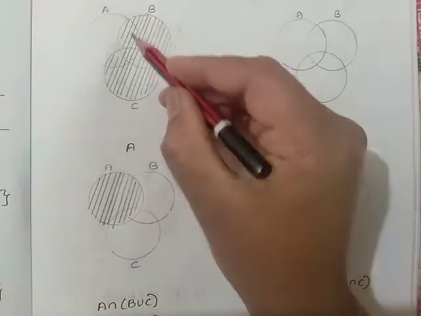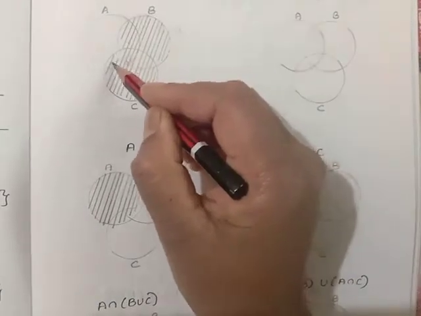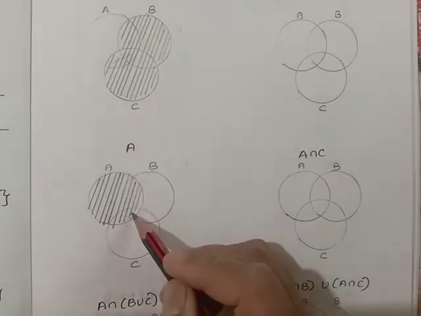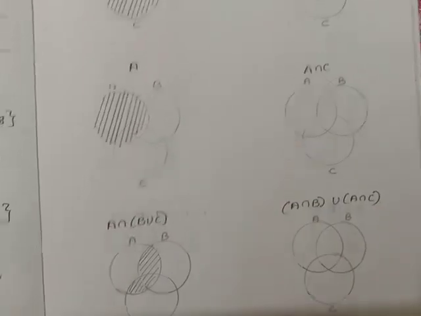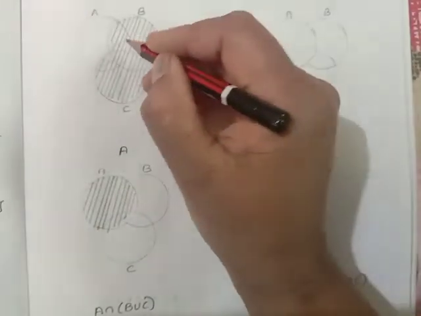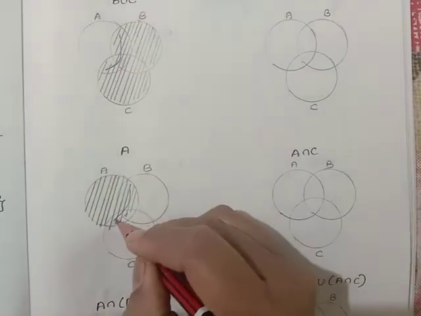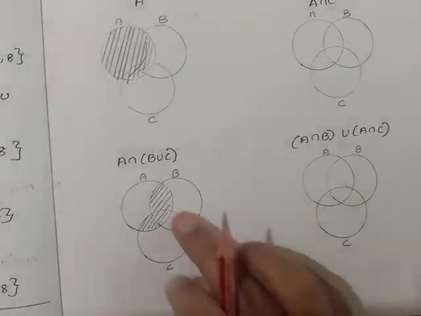See, just look here. This portion is covered. Here this portion is covered. So common to the first diagram and the second diagram is this portion and this portion. Here both are common. So I have covered this line.